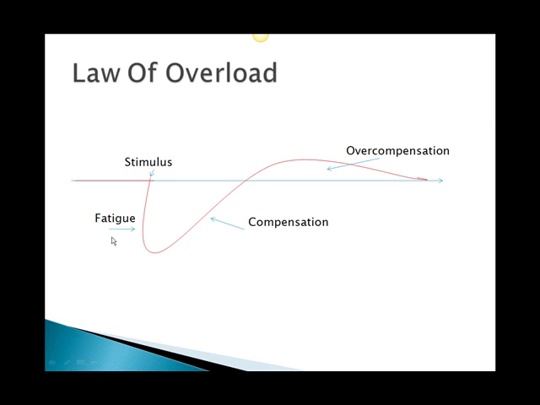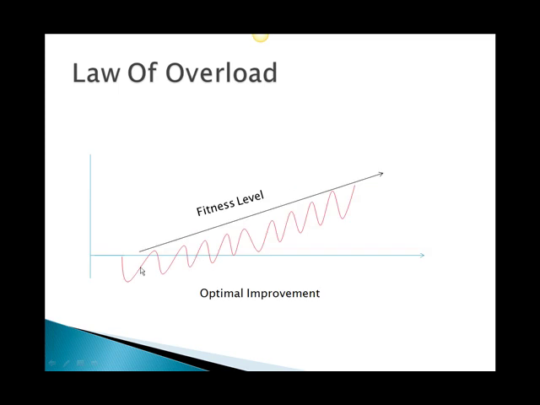Here you see on this basic chart, if the body is going along in its basic state, and then we apply a stimulus or a stress to the body, it is going to fatigue. And once it is allowed to rest, it is going to compensate. And this overcompensation is what we're looking for. That's going to be an increase in performance. Now, as time goes on and we progressively train, if we do it in a correct way, you'll see the fitness level will continue to increase.